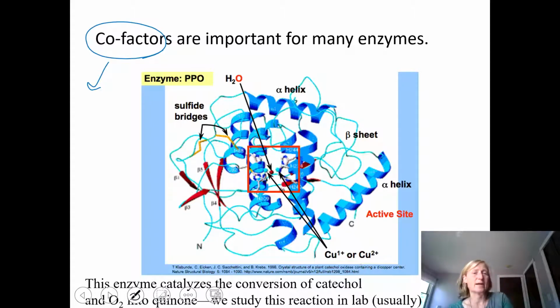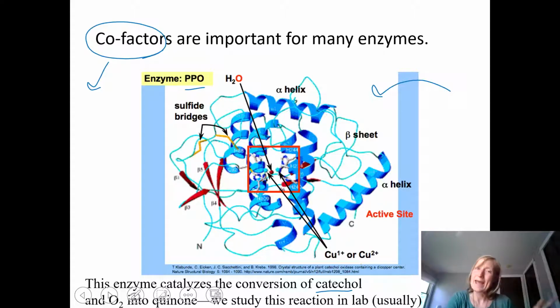Here's a picture of an enzyme called polyphenol oxidase. The picture here is this three-dimensional structure of the protein. It's complicated, right? Now, this enzyme happens to be involved in converting catechol and oxygen into quinone, whatever. Actually, this enzyme is involved in causing your fruit to brown after you take a bite of an apple. You know how the browning happens in that apple, or you cut a potato and let it sit out for a while and it turns brown? This enzyme is responsible for that. It catalyzes the reaction that causes the browning.